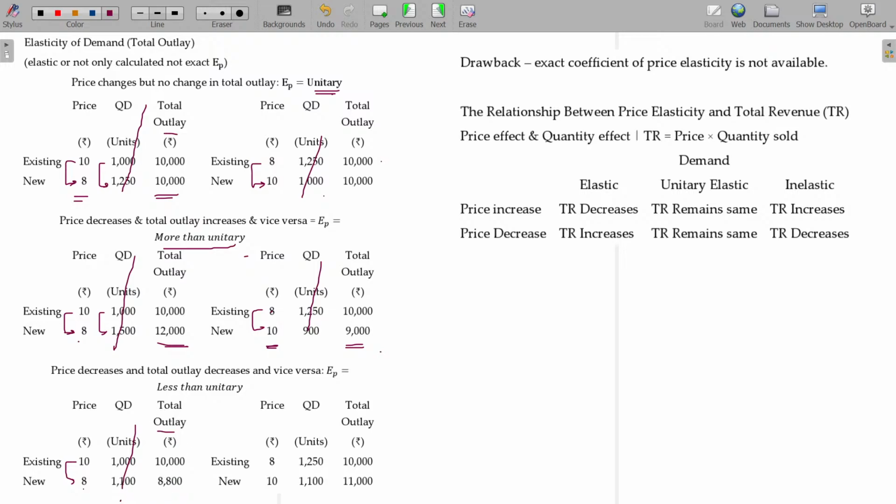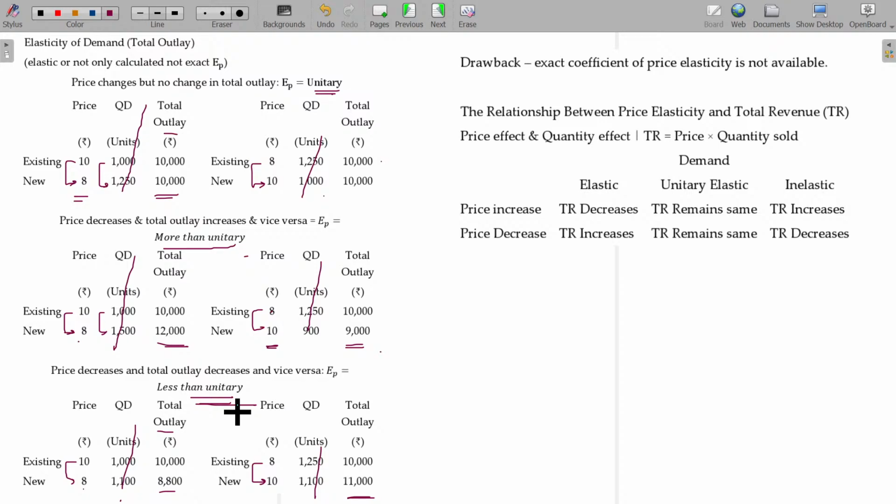I bother about the total outlay. But in case of total outlay, it's an inverse. Price decreases, total outlay also decreases. Then I don't care that there is definitely influence in the quantity demanded because of the price change. So it's not elastic, it is less than unitary. And then the price increases leading to an increase in outlay, the inverse way. The law of demand is not working, then it is called less than unitary.